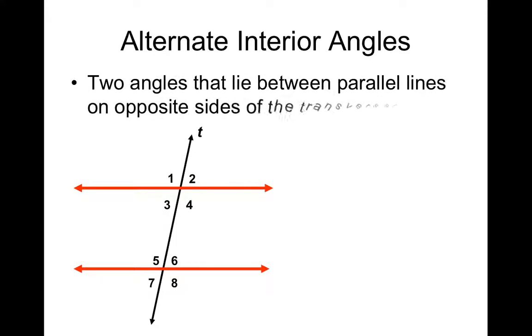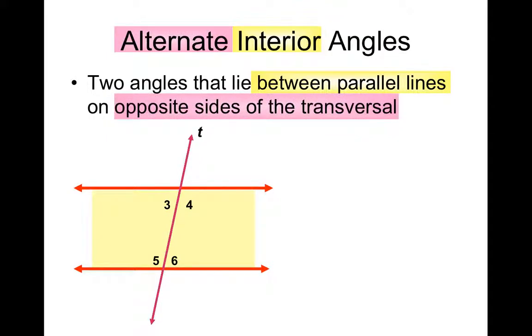Alternate interior angles are two angles that lie between parallel lines on opposite sides of the transversal. They're interior, so 3, 4, 5, and 6 are interior angles, and they're on opposite sides of the transversal. So for example, 3 and 6 are alternate interior angles, and 4 and 5 are alternate interior angles.